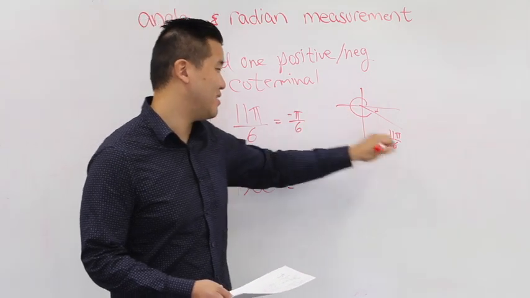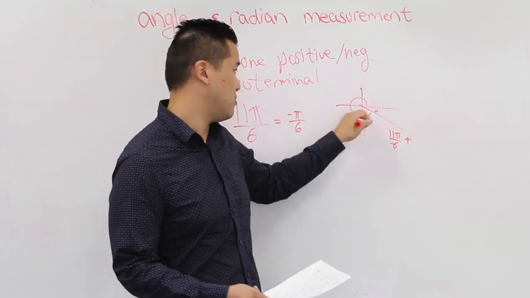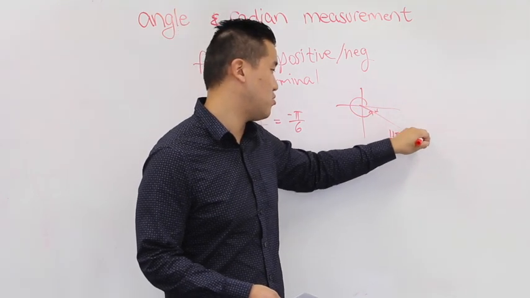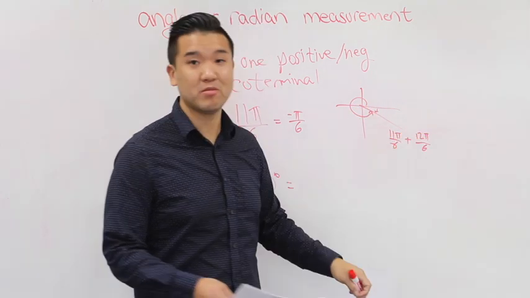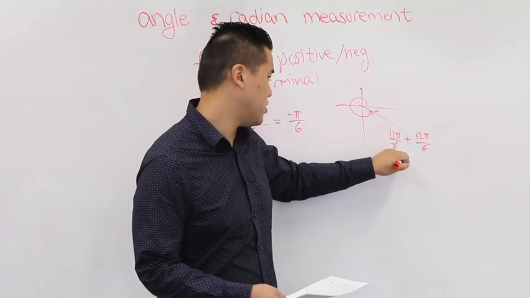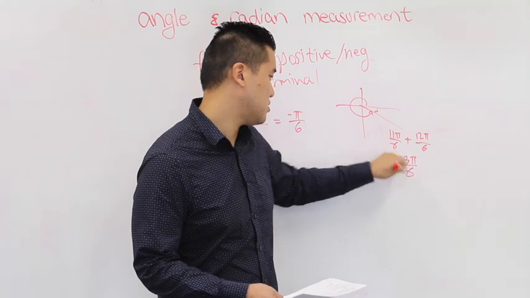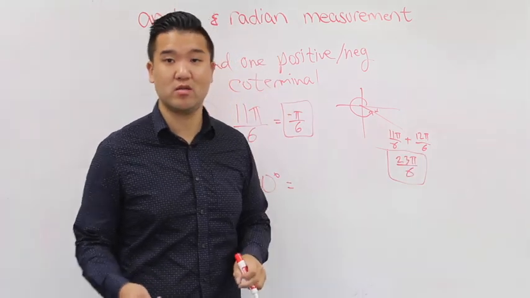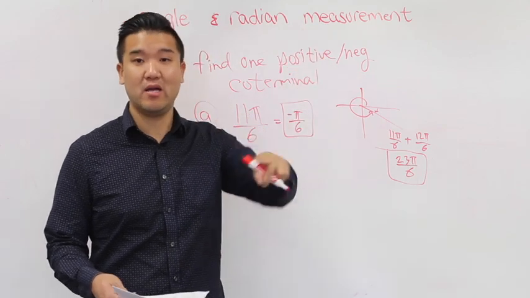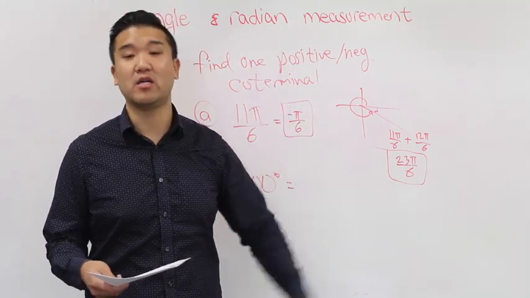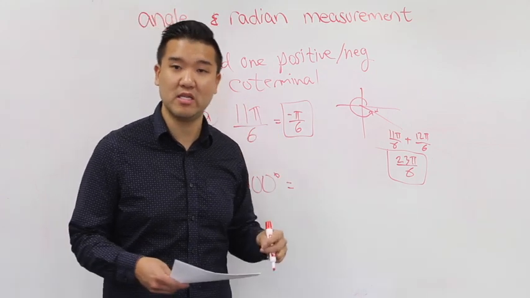I can add 2 pi from here to get a full revolution, but 2 pi is what? 12 pi over 6? I'm just getting common denominators already. So you get what? 23 pi over 6. So that's your positive coterminal there, and there's your negative coterminal there. So I'm just adding 2 pi, using common denominators, or I'm subtracting 2 pi to get common denominators on that side as well.